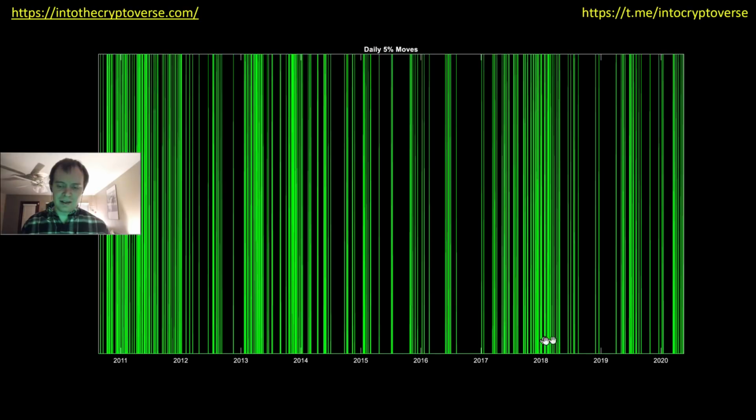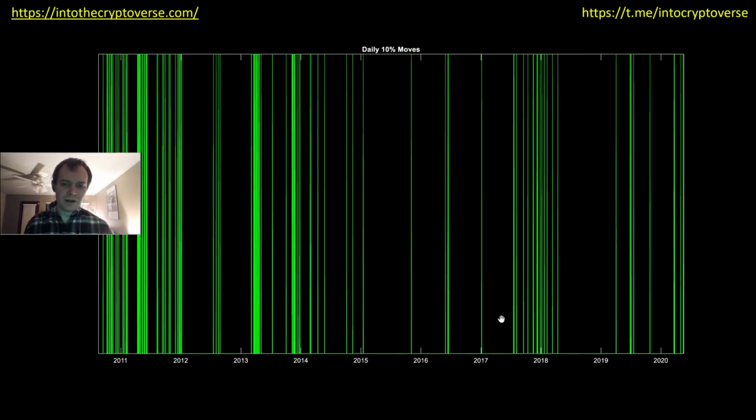Even in 2018, there were plenty of days where we saw 5% moves to the upside. Now, in later 2018, they're clearly not as prevalent because Bitcoin was mainly just going down during this time. But it's interesting because you can see how volatile the asset is, no matter whether it's in a bull market, a bear market, or an accumulation phase.